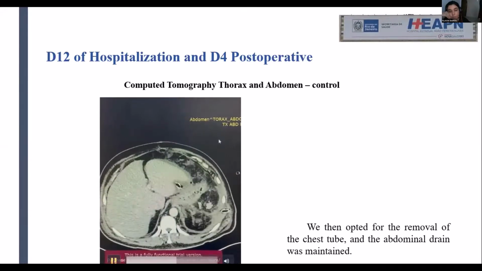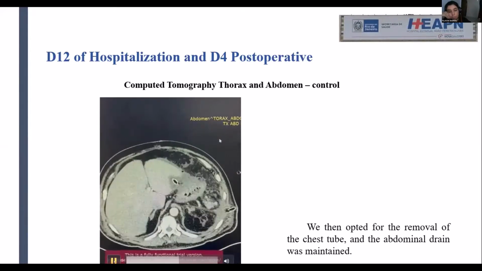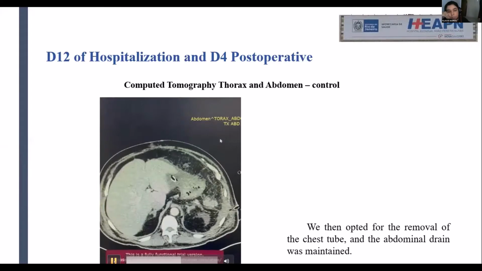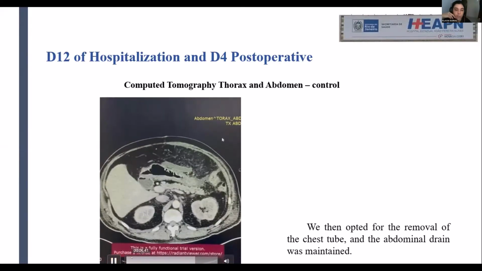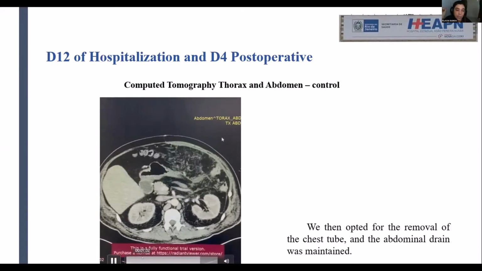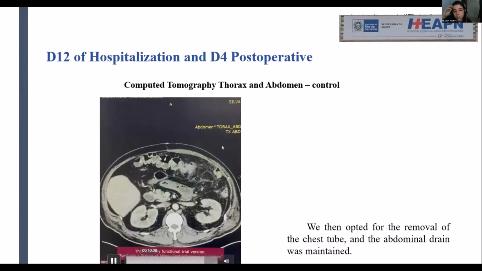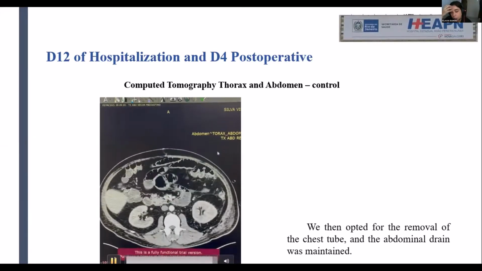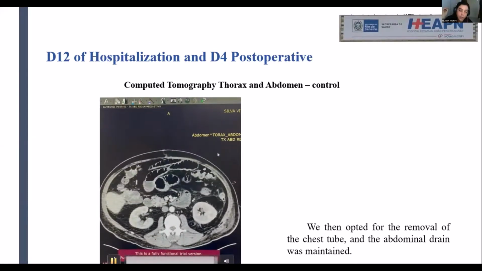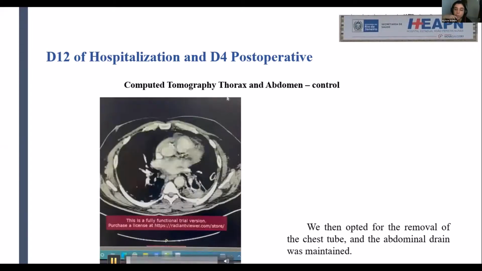So there's still some fluid in the chest. And you can see that the chest tube in the abdomen was exactly where the hepatic hematoma was. The patient was stable, and we decided to take out the chest tube and improve physical therapy and respiratory therapy, and we kept the abdominal drain.